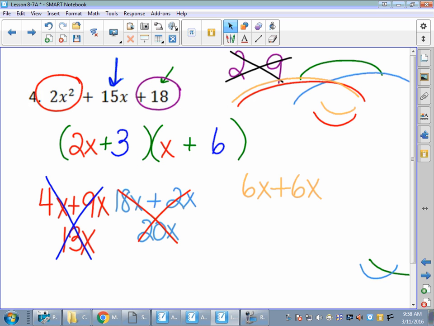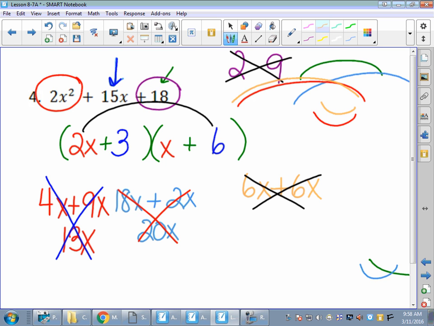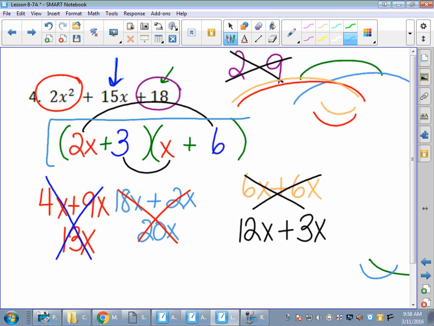Some people like guess and check. Other people find this to be too tedious. So we could do this with the product sum or get it started. So we know that that one doesn't work. So let's do this. 6 times 2x is 12x. 3 times x is 3x. Do we finally have our center 15x that we're looking for? Whew, finally. So we know our final answer will be 2x plus 3 and x plus 6.